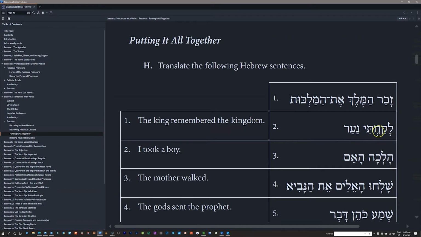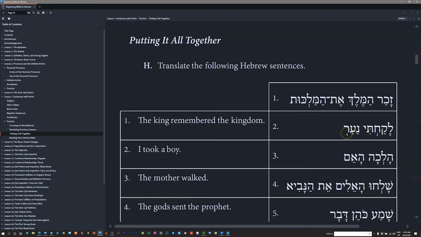If we look at number 2, lakakti na'ar, we've already kind of gone through this, so we know that this is our verb. What's our gloss for this? Well, lakakti comes from lakach. It means took or seized or captured. It is the 1CS form. So if we don't have an explicit subject, which for first person singular would basically be ani or anohi, and we don't have those, we can gloss this as I took.